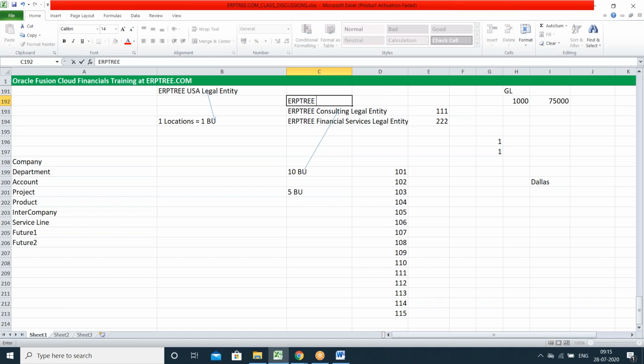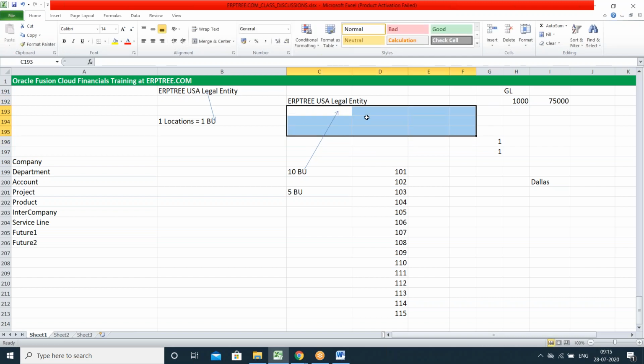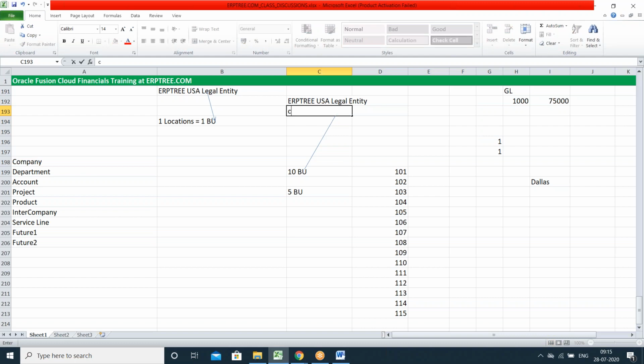Okay. ERP tree legal entity. Okay. ERP tree USA legal entity. Now here you are running two businesses. With this registration, you are running two businesses. One is consulting, the other one is financial services. These two businesses you are running, two separate businesses.